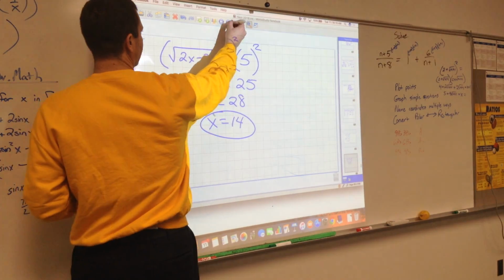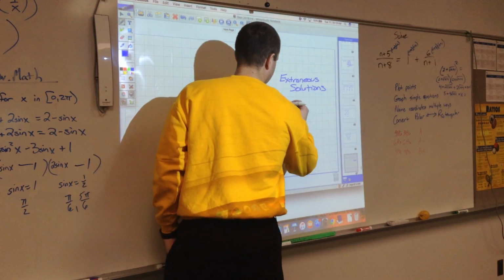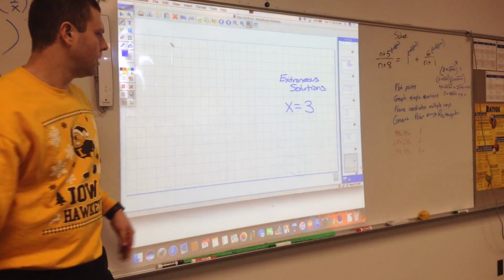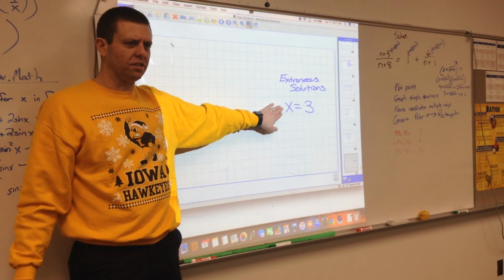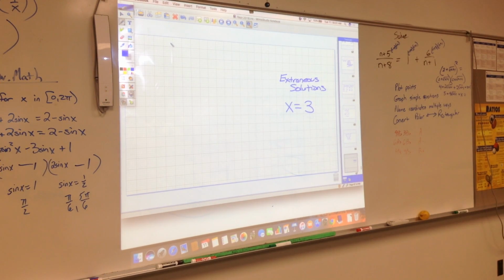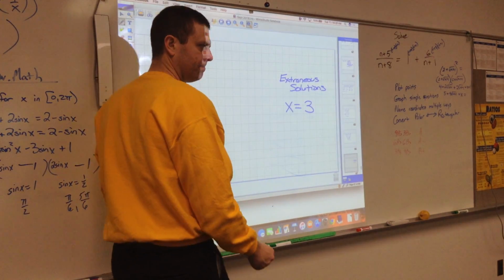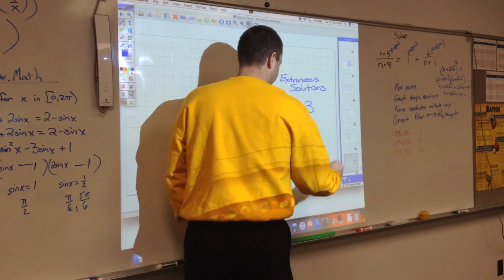When we talk briefly about that, I know we've talked about it before. What is the only value of x that satisfies this equation? 3, right? 3 is the only thing that is equal to 3. Okay. I'm going to square both sides of the equal sign. I'm going to square this, and I'm going to square that.